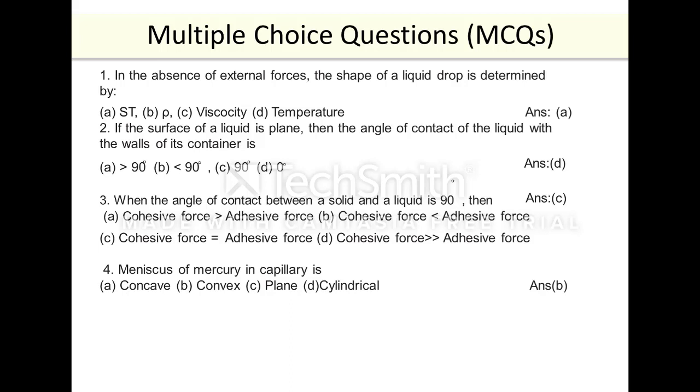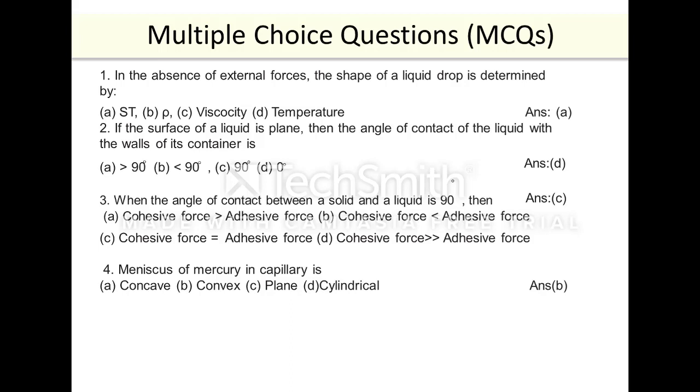Question number 3. When the angle of contact between a solid and a liquid is 90 degree, then option A, cohesive force is greater than adhesive force, option B, cohesive force is less than adhesive force, option C, cohesive force is equal to adhesive force, option D, cohesive force is much greater than adhesive force.